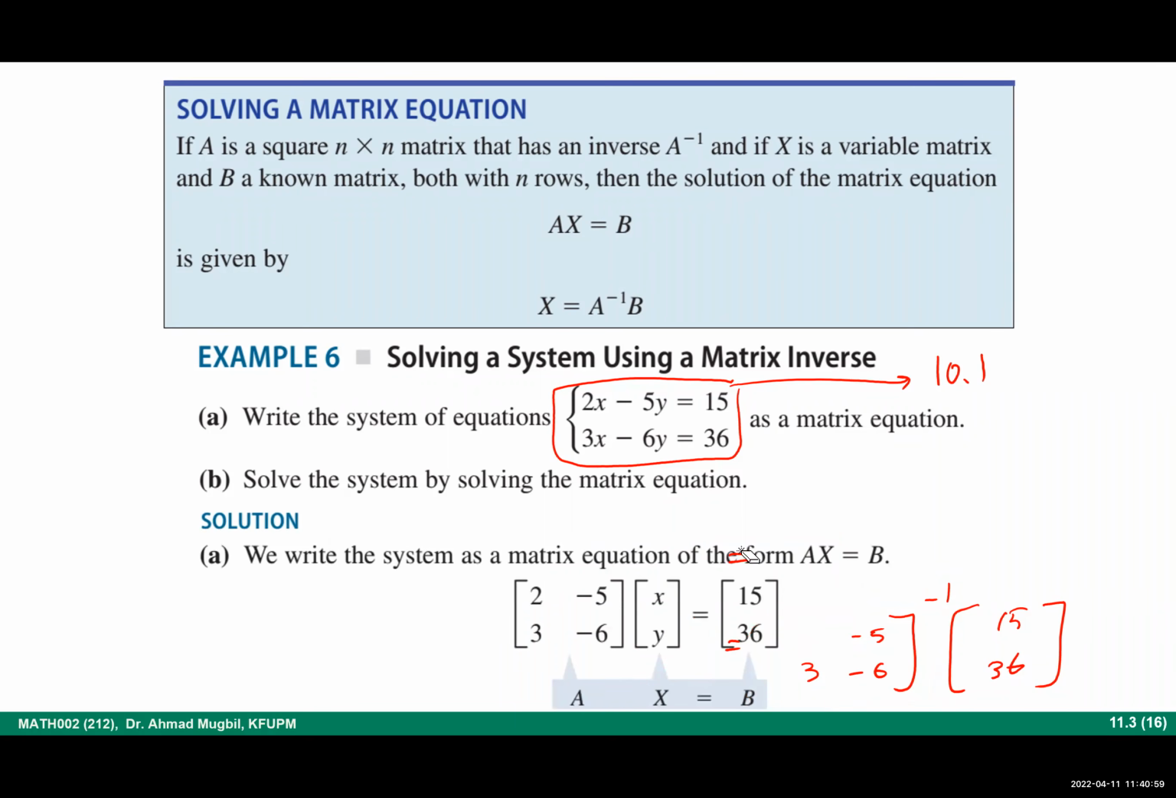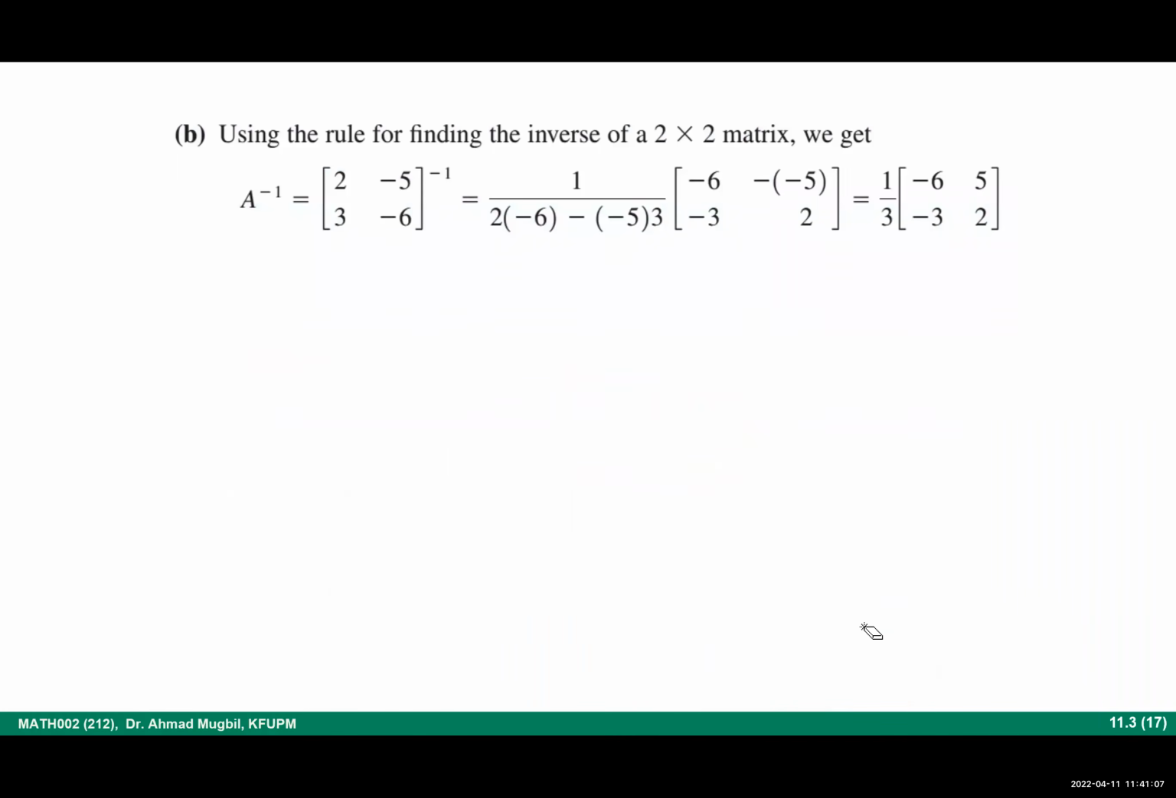So here we are. We will write it as a matrix equation. We will convert it from a linear system to a matrix equation. This is the inverse. For the inverse, we interchange the main diagonal entries, then we change the signs of the entries of the other diagonal. We will divide also by the determinant. What is the determinant? The product of the main diagonal entries minus the product of the other diagonal entries.